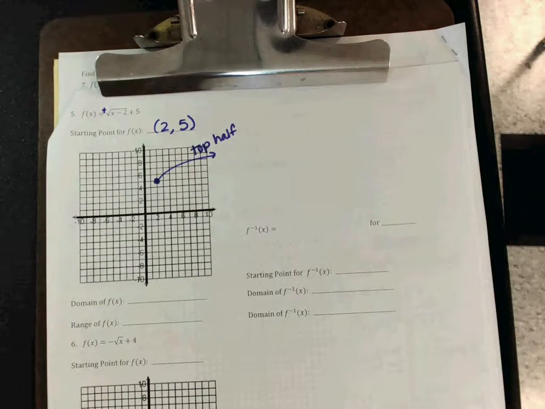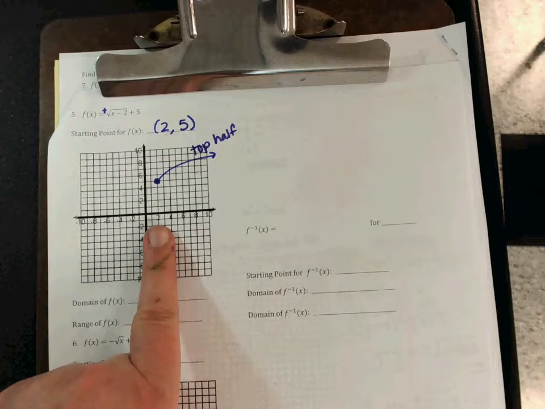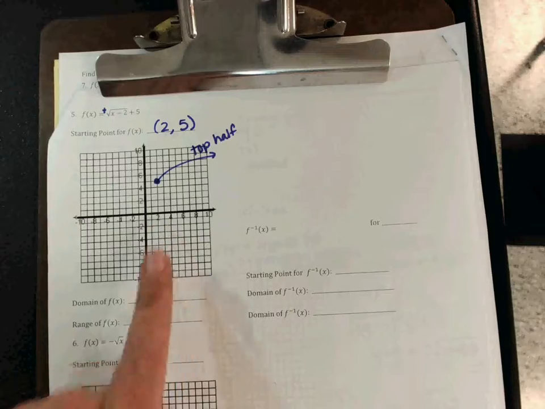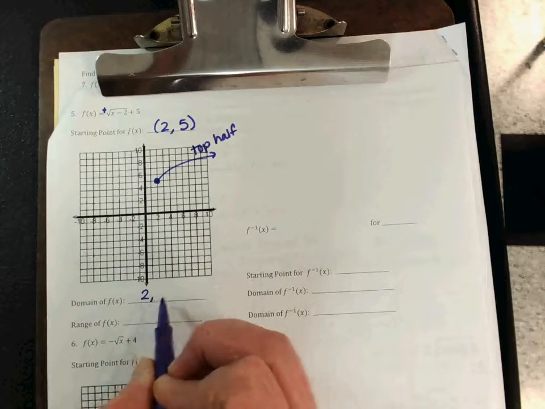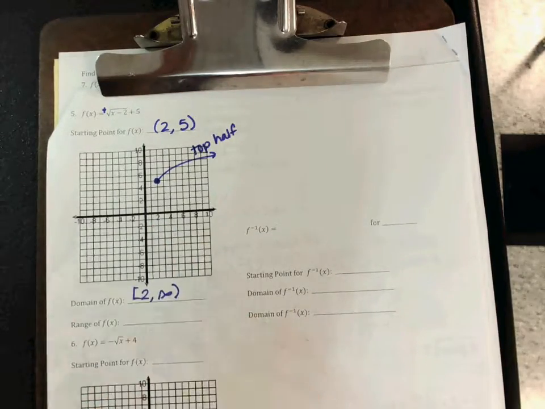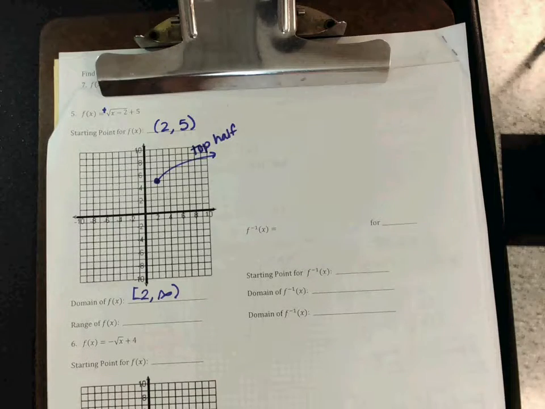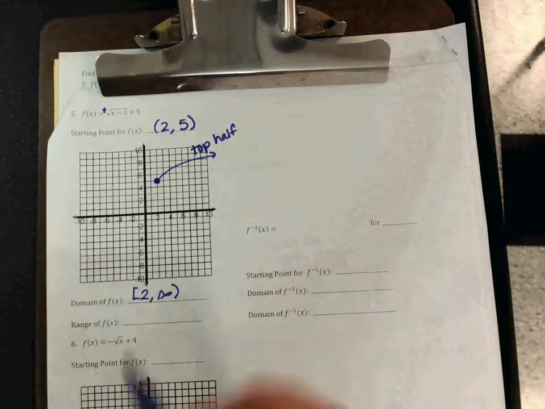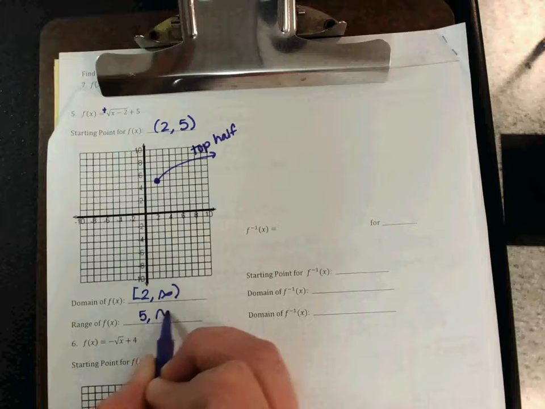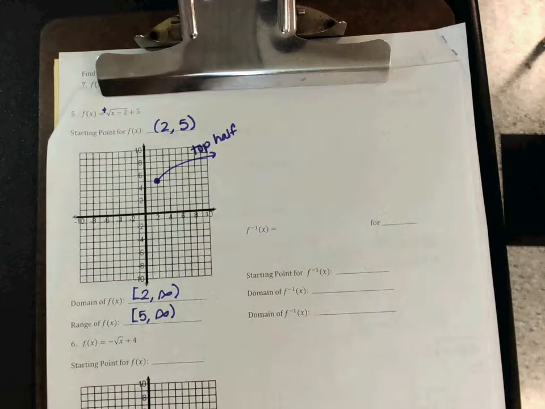Okay? Now let's do our domain and range before we find the inverse. What is the domain for the graph we just drew? Where does it start? 2 till when? Infinity. What is my range? How low does it start? 5, and it goes till when? Infinity. Okay, now let's find our inverse.